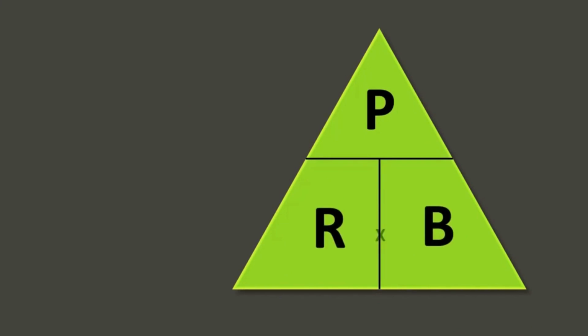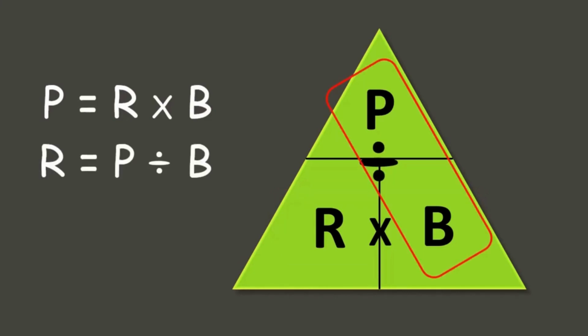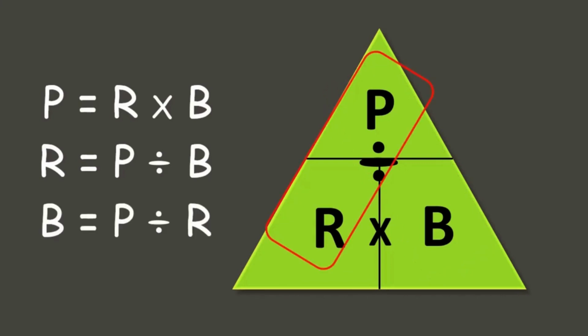To get the percentage, we need to multiply the rate and the base. That gives us the formula P equals R times B. Now, to get the rate, we need to divide the percentage by the base. And the formula is R equals P divided by B. And lastly, to get the base, let us divide percentage by the rate. So our formula is B equals P divided by R.